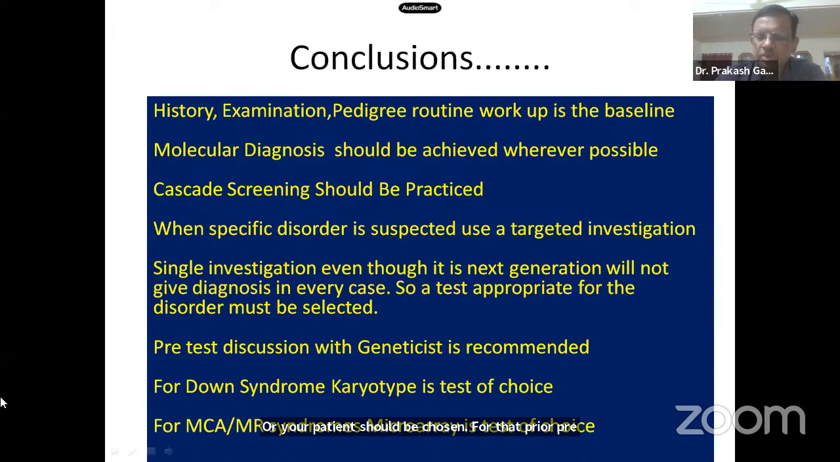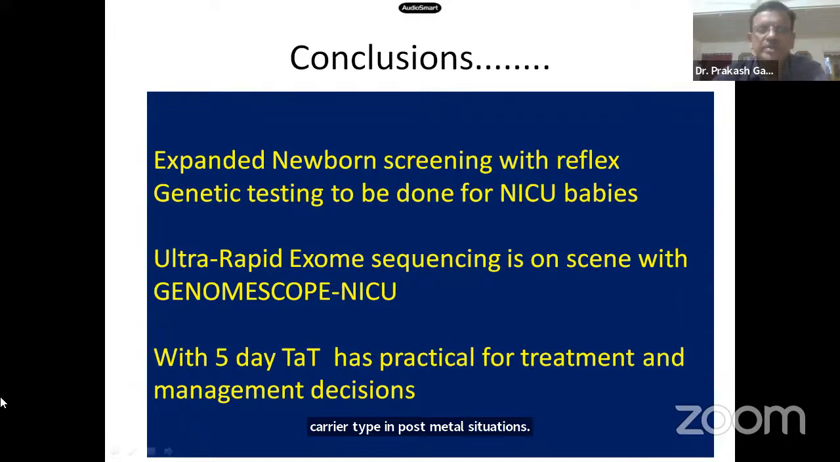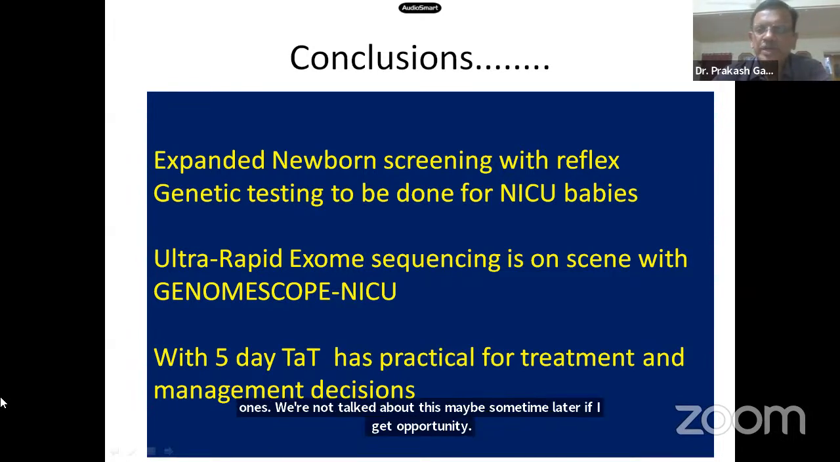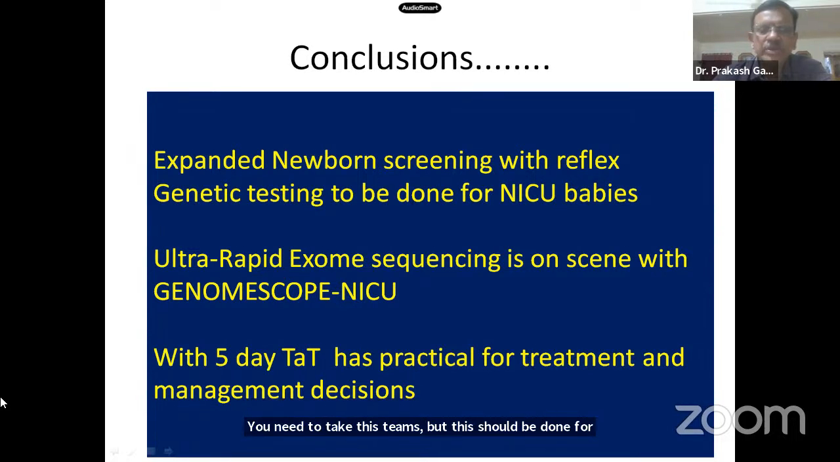Down syndrome, do not go in for microarray, go in for karyotype in postnatal situations. For microdeletion and microduplication syndromes, microarray is the test of choice. Expanded newborn screening, we have not talked about this, maybe sometime later if I get the opportunity, I will talk about newborn screening. Genetic testing should be done for all NICU babies. This is the National Neonatology Forum recommendation also.